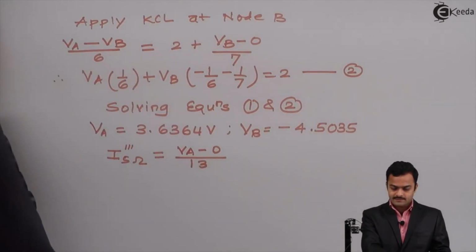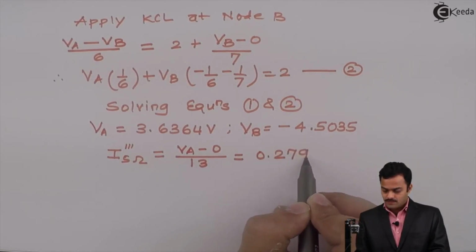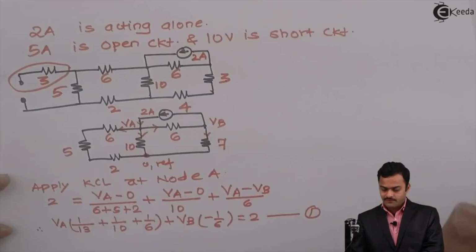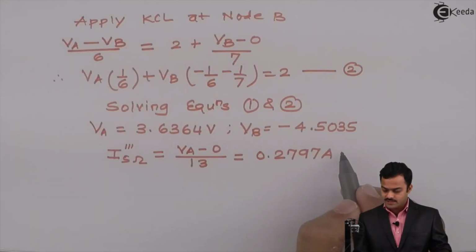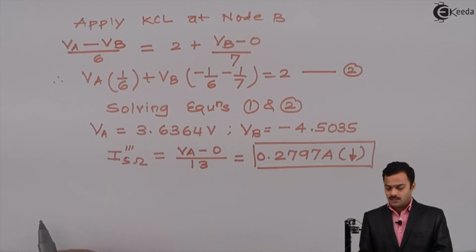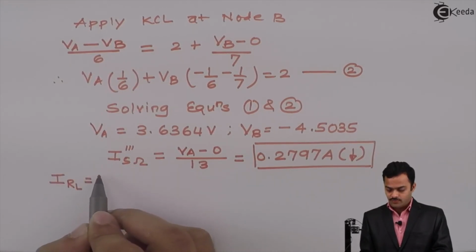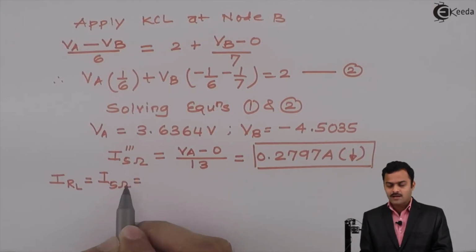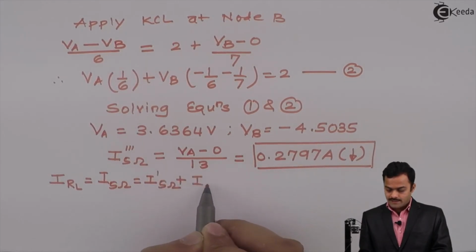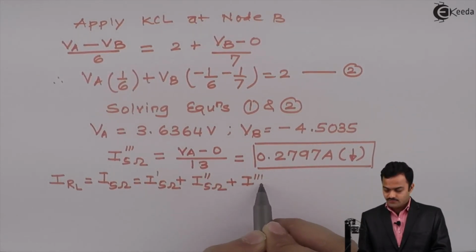So answer I will get is 0.2797 ampere, and the direction of current is same as whatever we have assumed, since we are getting a positive answer, so it's a downward. So this is the third part of our answer. So as per the principle IRL, in this case it is 5 ohm, is nothing but algebraic sum of I dash 5 ohm and I double dash 5 ohm, I triple dash 5 ohm.